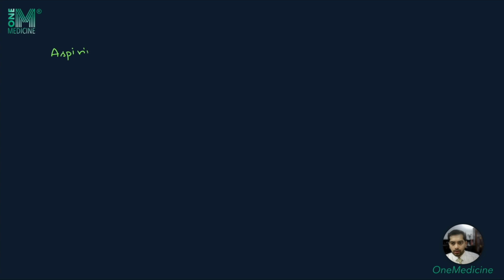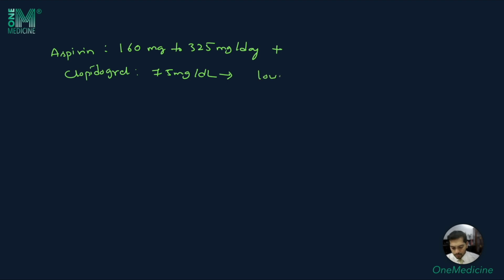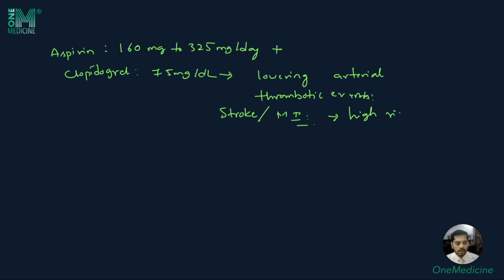Aspirin is given in the dosing of 160 milligrams to 325 milligrams per day. Clopidogrel in the dosing of 75 milligrams per day is used in lowering arterial thrombotic events such as stroke or myocardial infarctions. These are used especially in high risk patients.